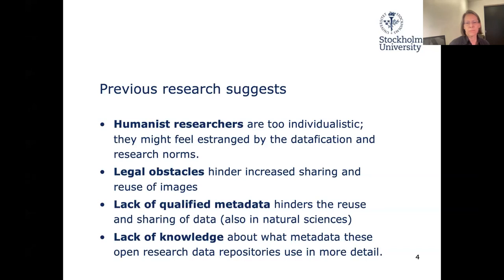Previous research also shows that a lack of qualified metadata hinders the reuse and sharing of data, actually in all disciplines, also in natural sciences. There is also a lack of knowledge about what metadata these open research data repositories use in more detail.